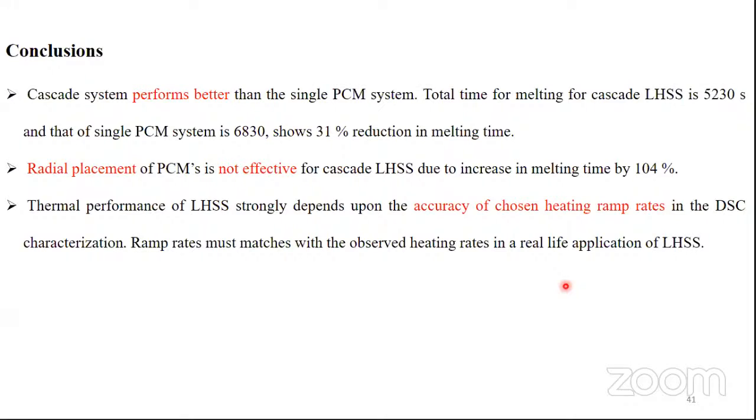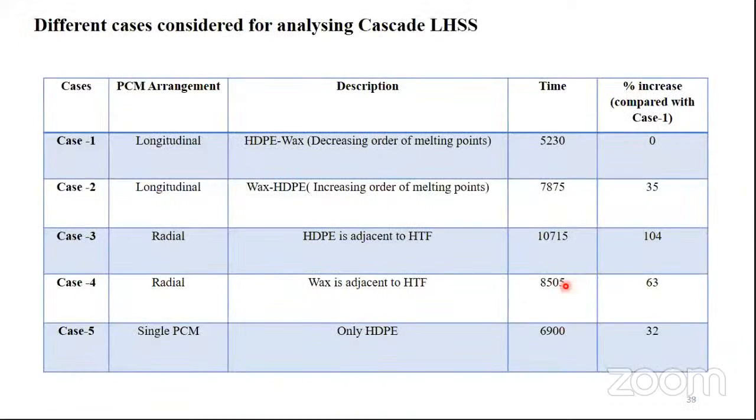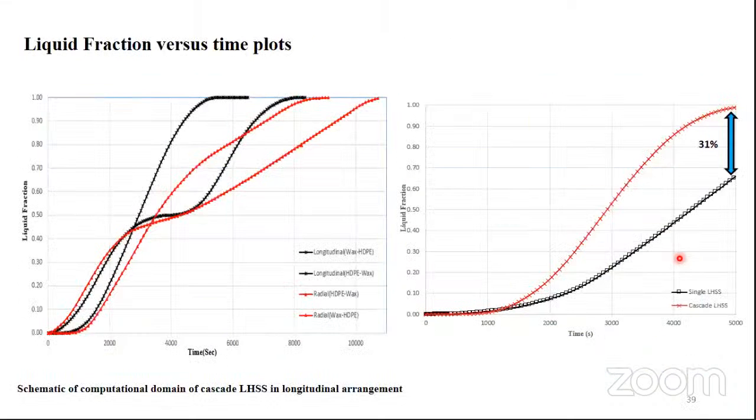Now coming to the radial placement, we found that radial placement is not effective for cascaded system in comparison to that of the axial placement of the phase change material, due to an increase in the melting time by 104%. So you can see that there is an increase in the melting time by 104% when we are comparing it with that of the base case.